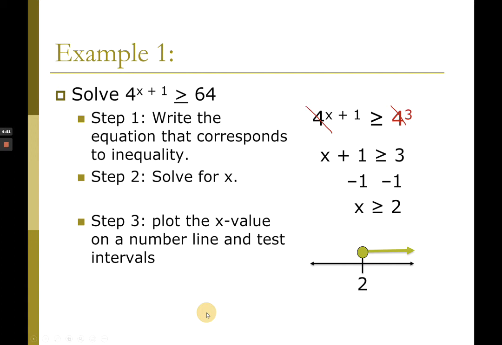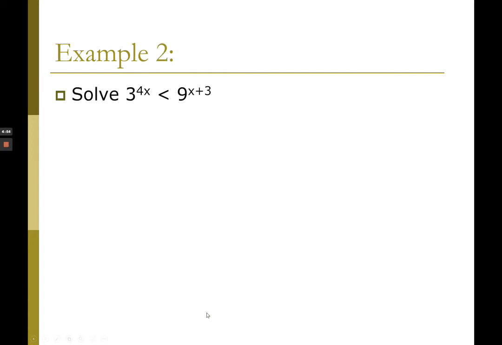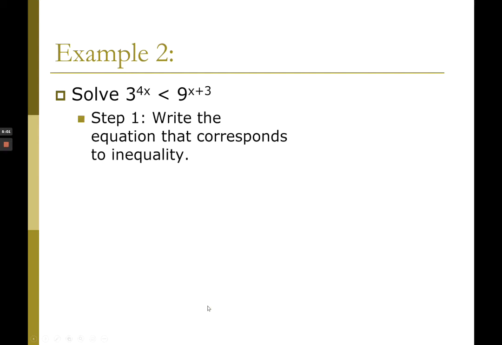Let's have another example. Solve 3 raised to 4x is less than 9 raised to x plus 3. First step, you need to make sure you have the same base. Write the equation that corresponds to the inequality. To come up with the inequality of your exponents, you need the same base. Here, 9 can have a base of 3. 3 squared is actually 9. And so we can take out the 3, and we can now write the inequality.